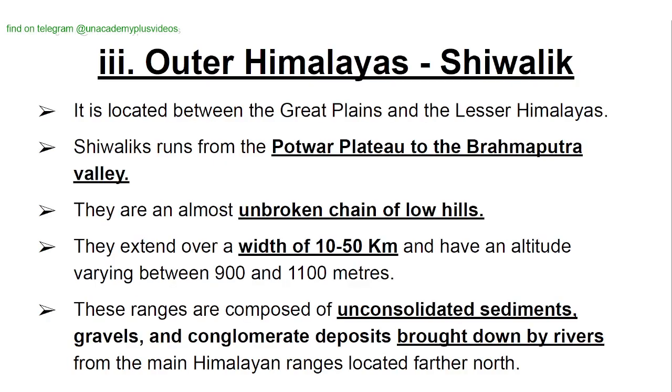Outer Himalayas or Shivalik. It is located between the Great Plains and the Lesser Himalayas. Shivalik runs from the Potwar Plateau to the Brahmaputra Valley. They are an almost unbroken chain of low hills. They extend over a width of 10 to 50 kilometers and have an altitude varying between 900 and 1,100 meters. These ranges are composed of unconsolidated sediments, gravels, and conglomerate deposits brought down by rivers from the main Himalayan ranges located farther north.